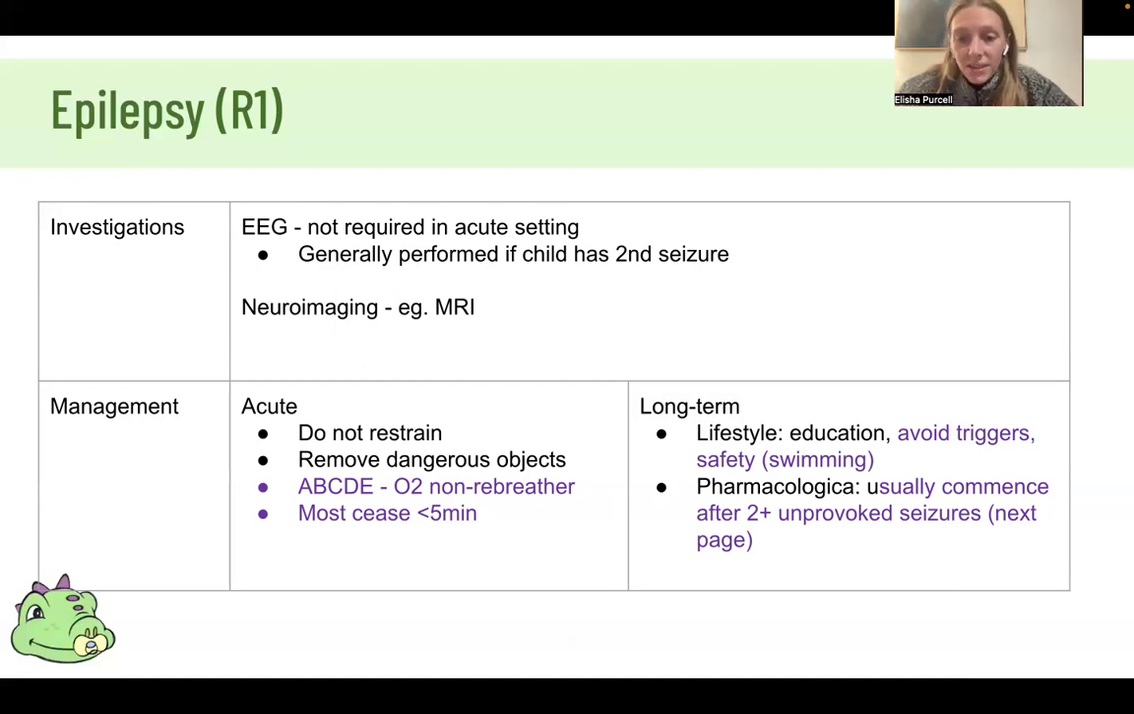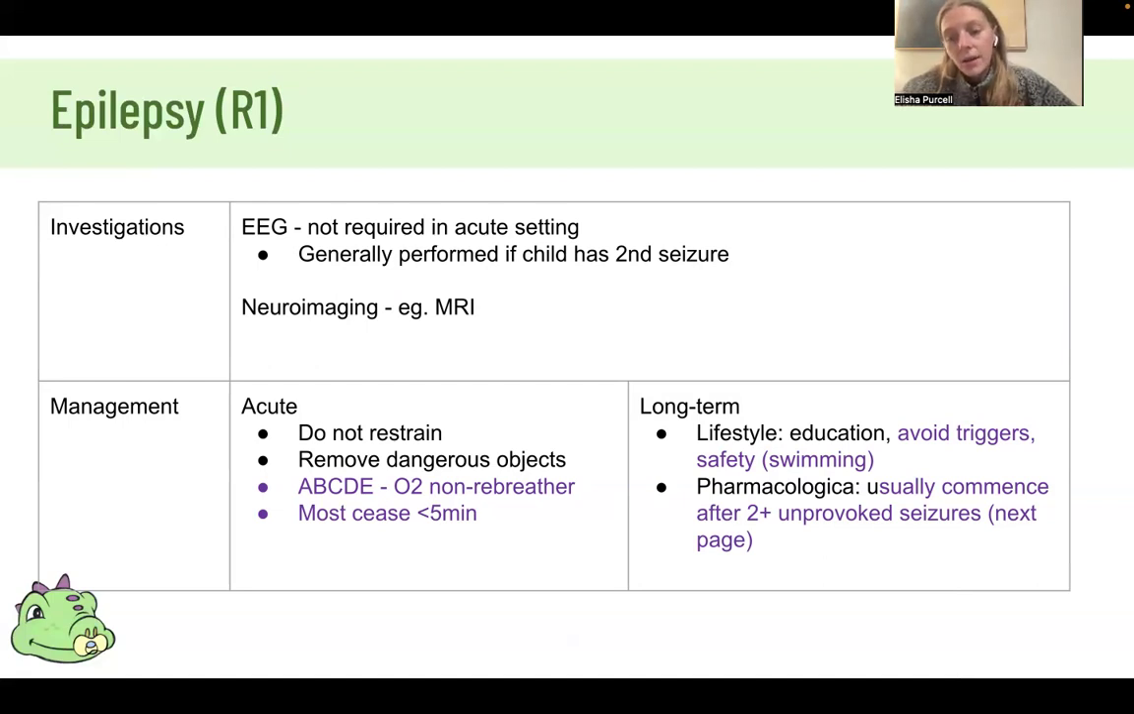In the long term, this is where you're thinking about lifestyle. You can keep a diary to try and identify triggers and avoid them with education. And it's really important to educate them on safety. So if a child has epilepsy, you have to really have a serious discussion about swimming and things like climbing.